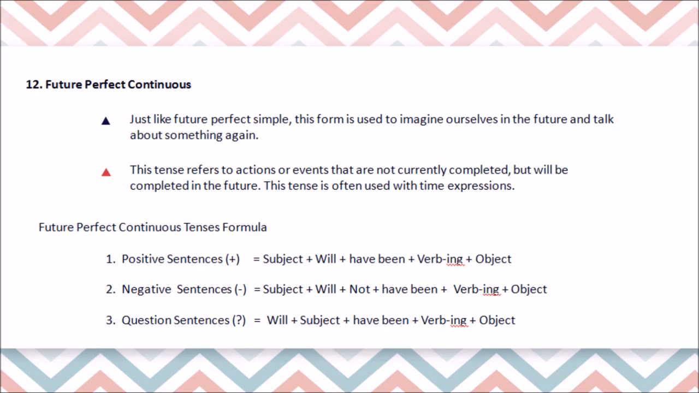Positive sentence: subject plus will plus have been plus verb-ing plus object. Negative sentence: subject plus will plus not plus have been plus verb-ing plus object. Question sentence: will plus subject plus have been plus verb-ing plus object.